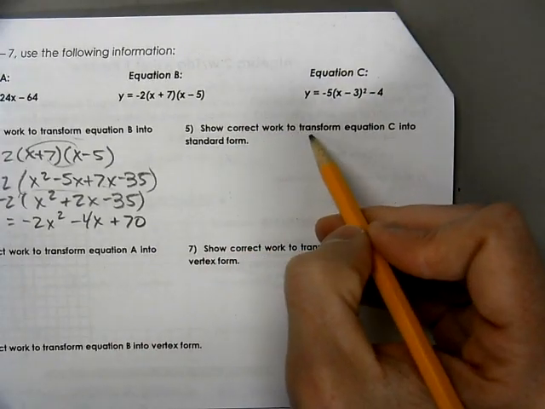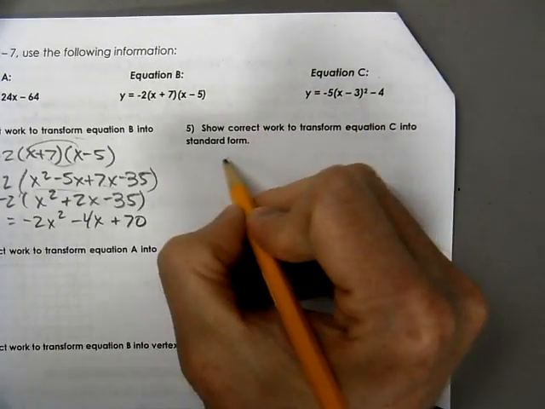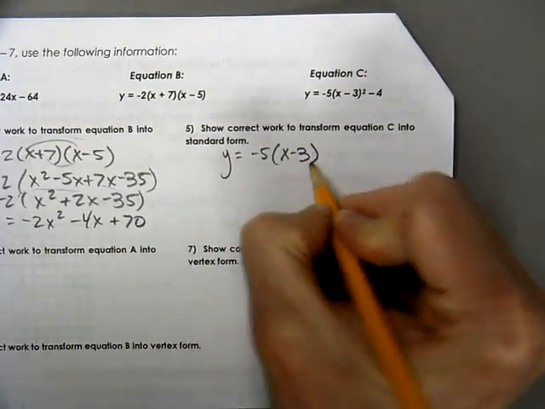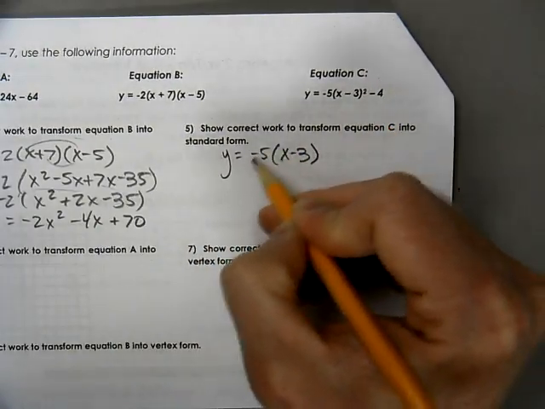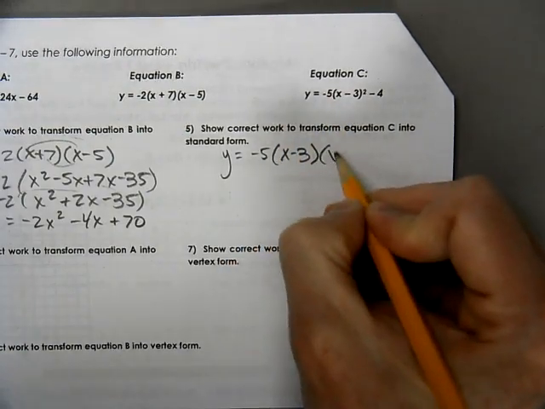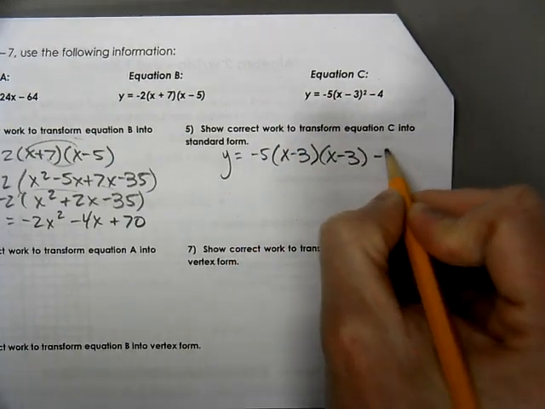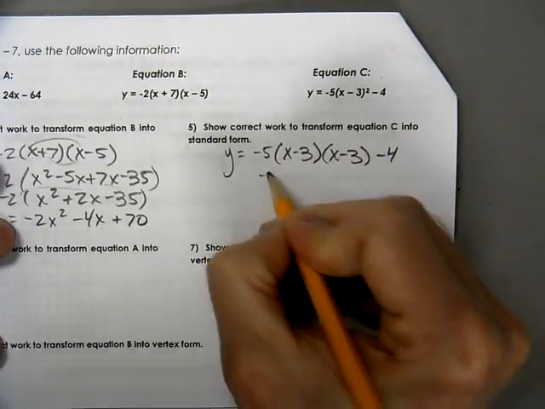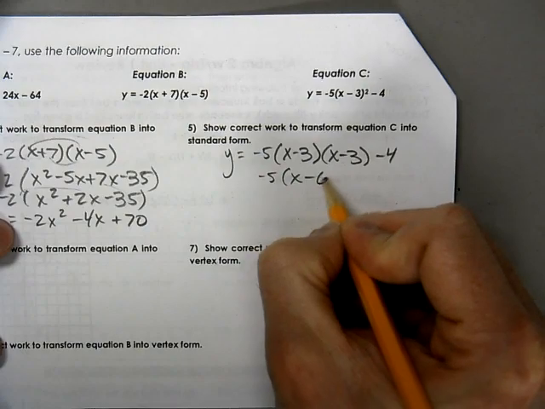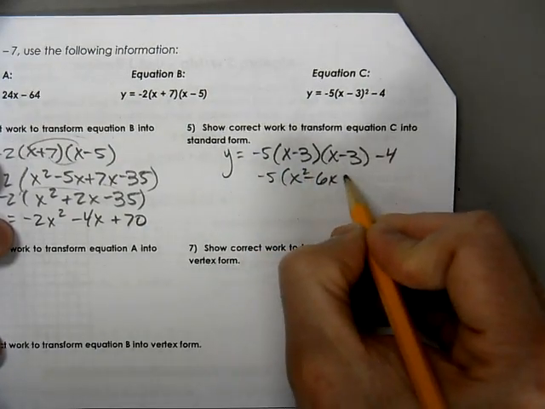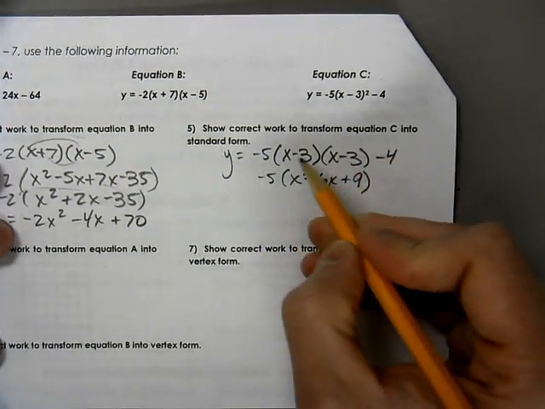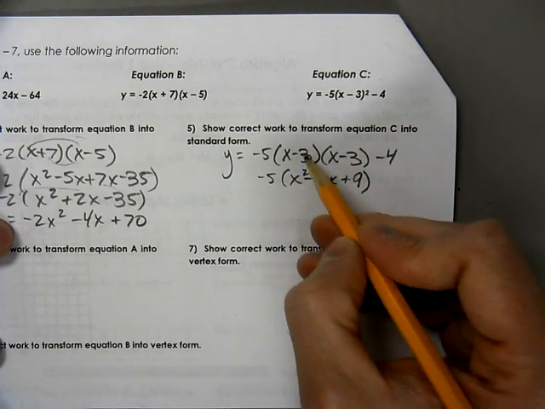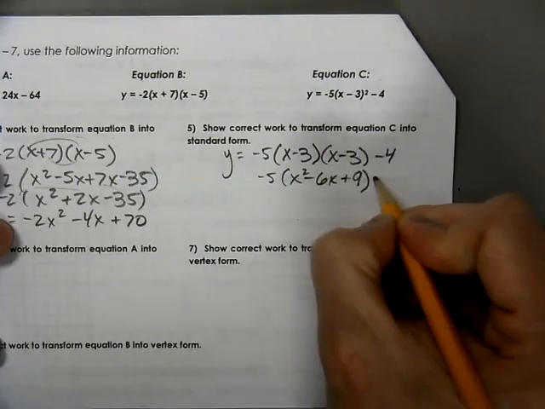Show the correct work to transform C into standard form. Well, notice how we have x squared. We cannot distribute that 5 through yet. We have to write the 3's twice. You've got to square it, so you've got to write it twice. So then we have to FOIL it. So to FOIL that, we multiply the first, the outer, and the inner to get to -6, and the 3 times 3 to give us 9.